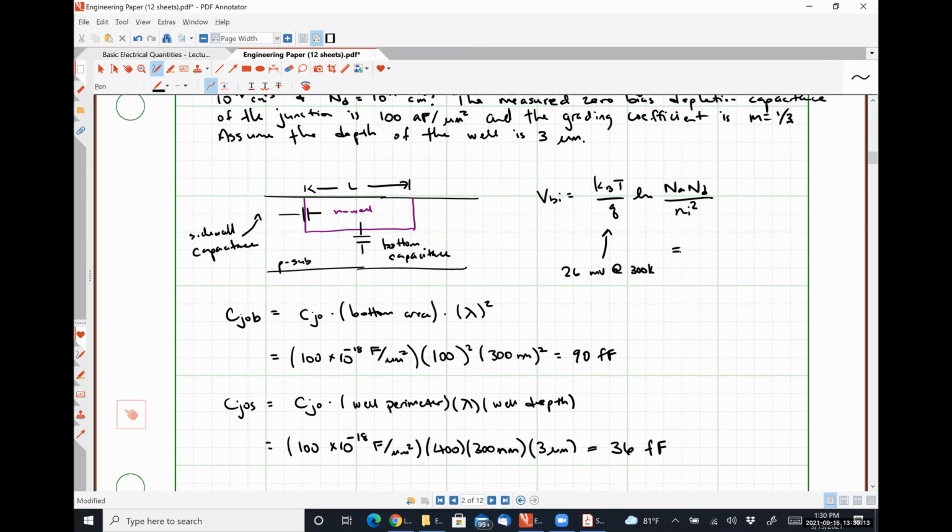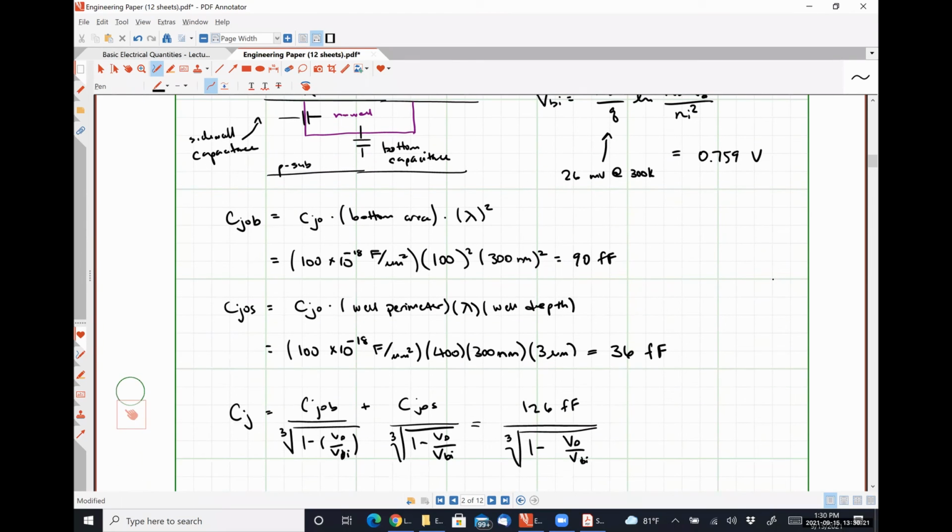And so plugging in our numbers here, we would wind up with 0.759 volts as our built-in voltage, which we could then substitute into this relationship and understand how our capacitance changes as a function of our applied reverse bias voltage.